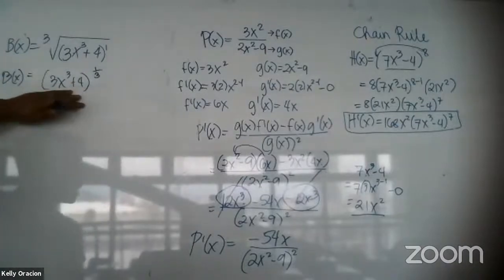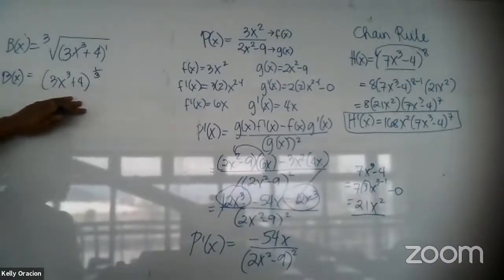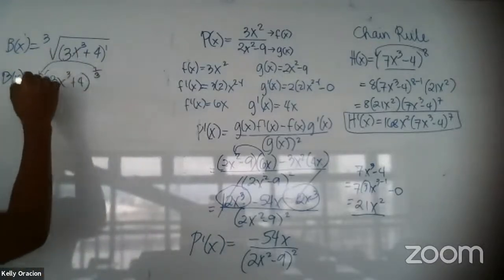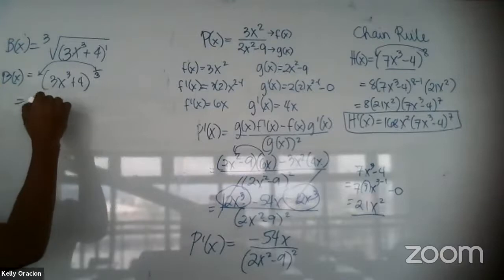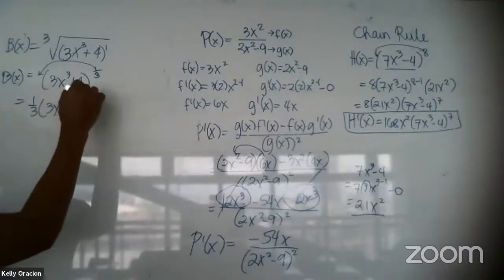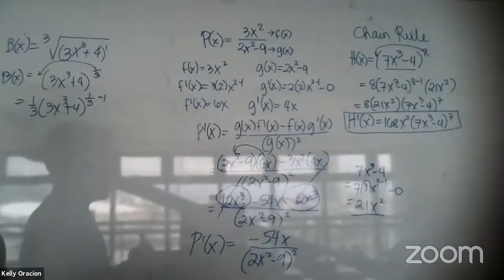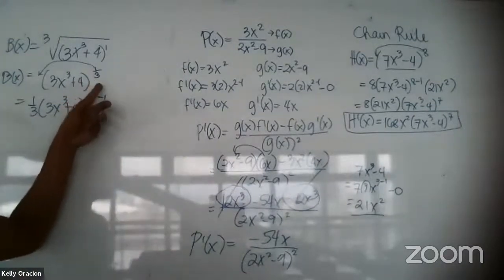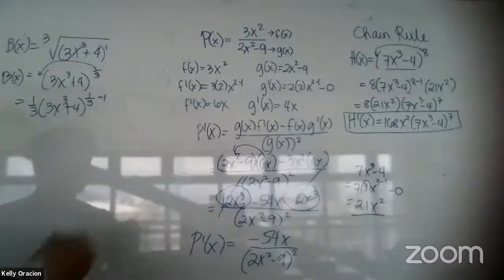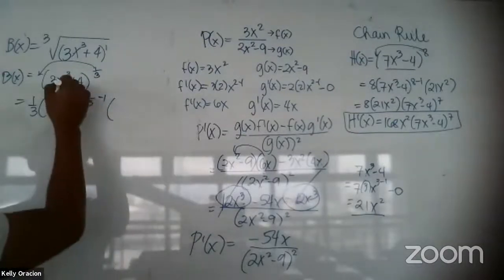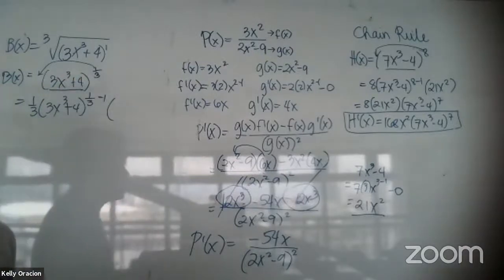And having this kind of form, we can find the derivative easily. Apply power rule, that's 1/3 times 3x cubed plus 4 raised to 1/3 minus 1. Apply power rule. Okay? Kunin mo muna yung derivative niya na may exponent. Times, ang i-times natin, take note, this is the base. Get the derivative of the base, which is 3x cubed plus 4.